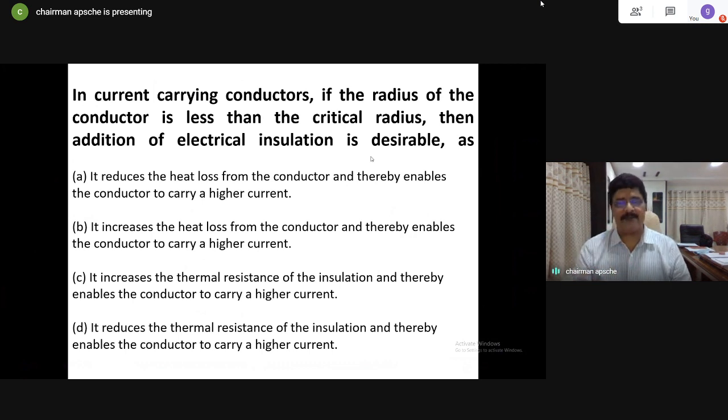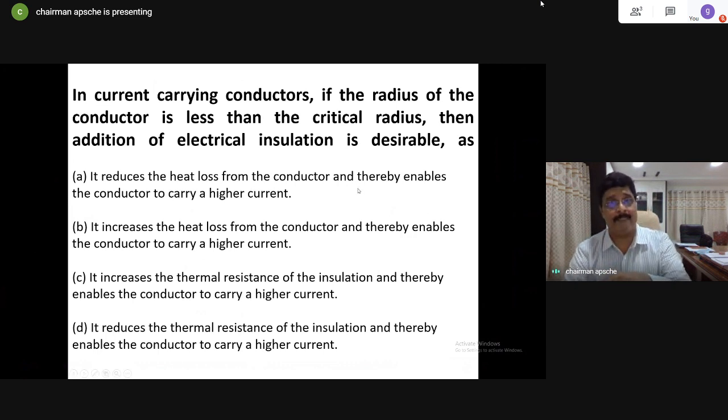In electric carrying conductors, what did I say? The very purpose of insulating the electric carrying conductor is to enhance the heat transfer. To electric carrying conductor insulation, till what point you can use, you can go up to the critical radius of insulation, right? So if it is less than the critical radius of insulation, the bare wire, you can go on adding insulation up to critical radius and still you can enhance the heat transfer, right? It reduces the heat loss.